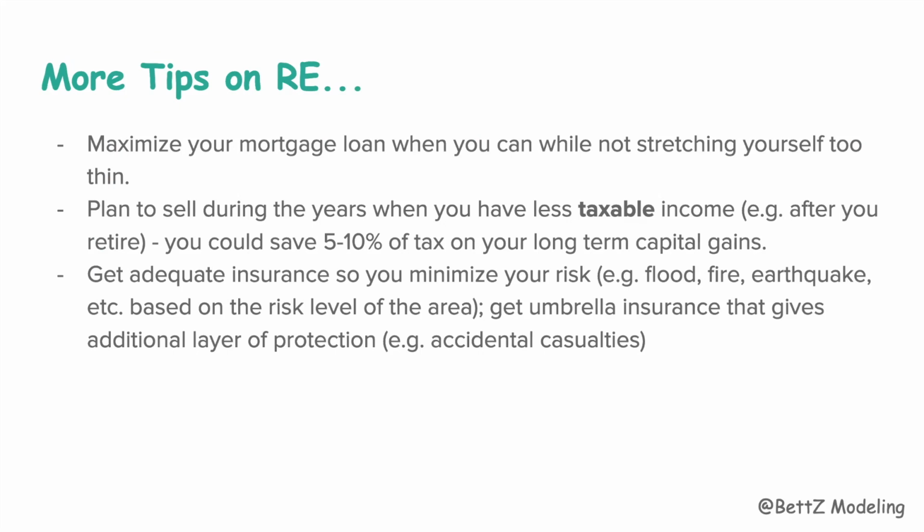Finally, a couple more tips on real estate. Number one, maximize your mortgage loan when you can, while not stretching yourself too thin. Number two, plan to sell during the years when you have less taxable income. For example, after you retire, you could save 5 to 10% tax on the long-term capital gains. Number three, get adequate insurance so you minimize your risks. For example, flood, fire, earthquake, based on the risk level of the location you chose.